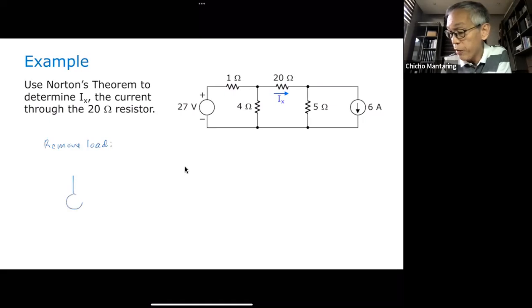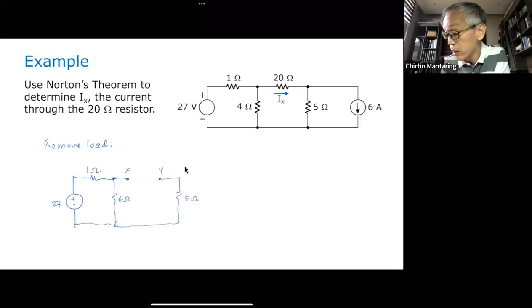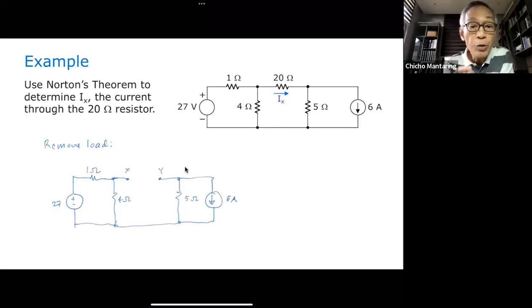So you have your 27 volt, your 1 ohm, 4 ohms. So ito yung X, ito yung Y. 5 ohms. And then your 6 amperes, no? Now we're supposed to use Norton's theorem. So the first step is to determine I sub N.